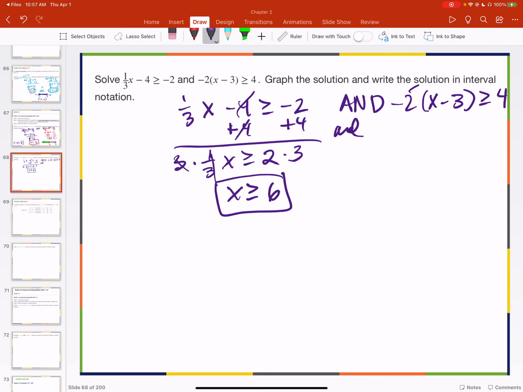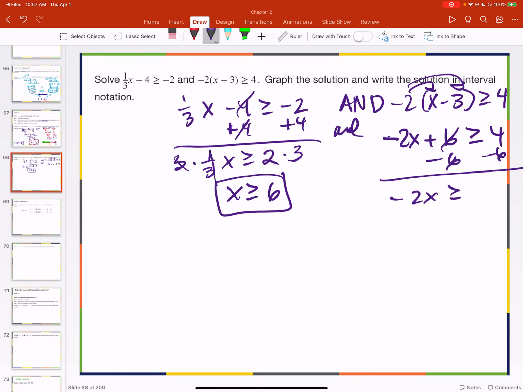And here on this side, I'm going to distribute this time, even though I could divide. I'm just going to, so that you guys see both. Greater than or equal to 4, subtract 6. Okay, -2x greater than or equal to -2, divide by -2. What happens when I divide by -2, you guys? It means, yes, of course, I can't hear you, but I can imagine you saying, flip the inequality.